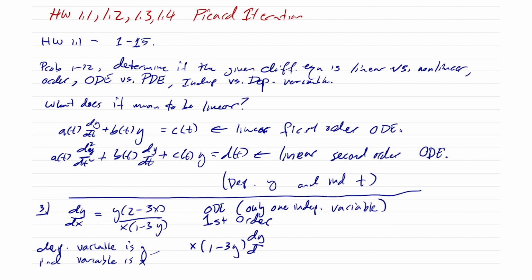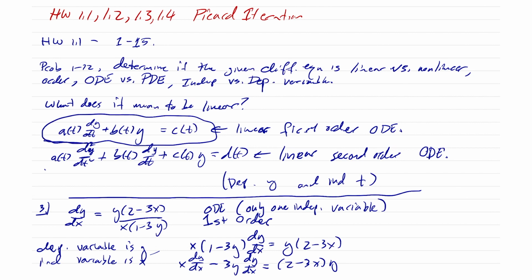But say dy/dx is equal to y times (2 minus 3x). If we distribute this, we get x dy/dx minus 3y dy/dx is equal to, say, 2y minus, well, let's keep this (2 minus 3x) times y. Okay, so now let's take a look at a few things. We're basically looking for it to be of this form, right? This is what all first order linear differential equations look like.